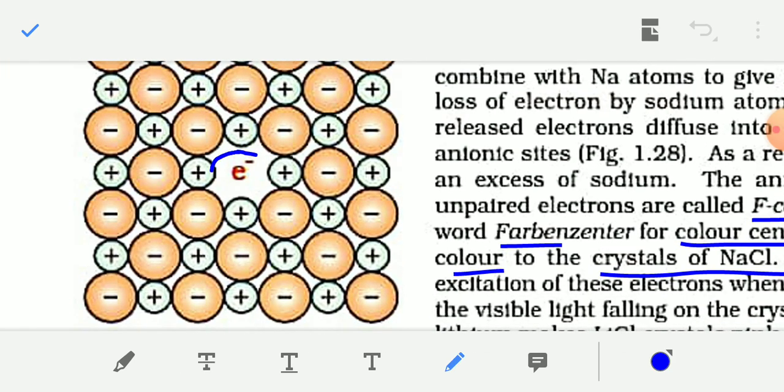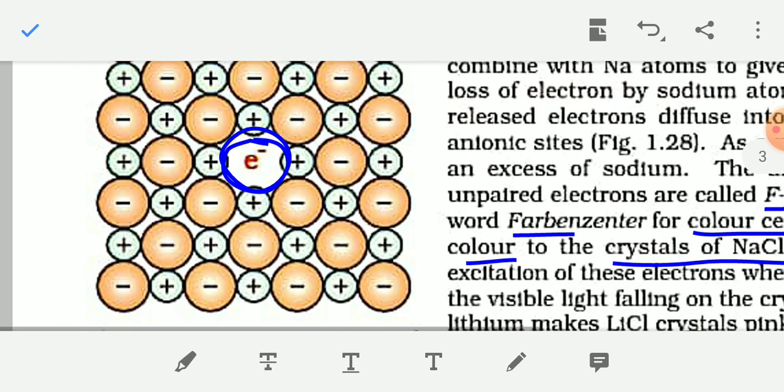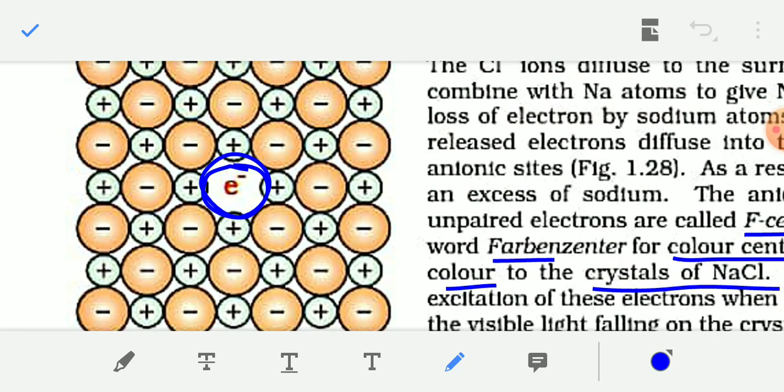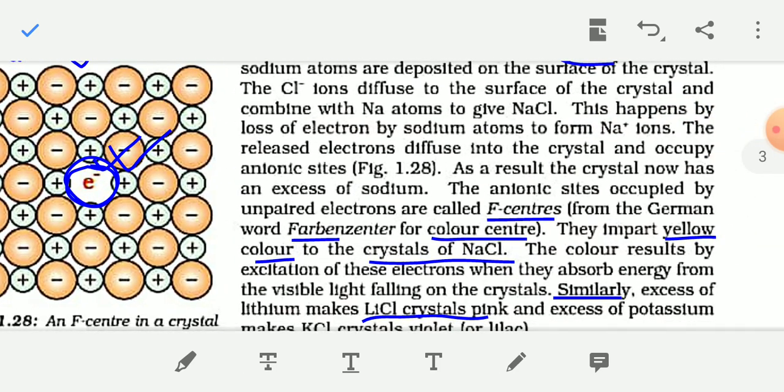One Cl minus ion is diffused from this center, and the sodium atom which loses one electron, this electron is present in the anionic site, the anionic vacancy. This site is known as F center. The anionic site occupied by an unpaired electron is called F center. F center means Farbe center, that means color center.